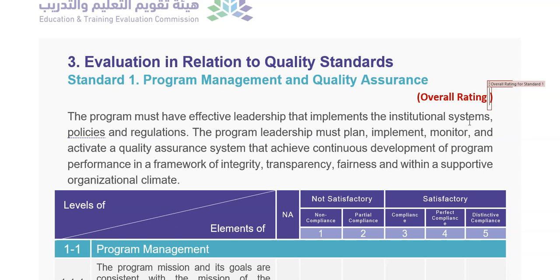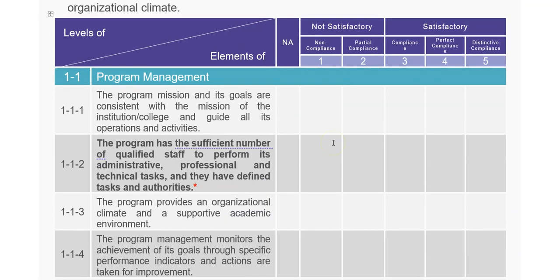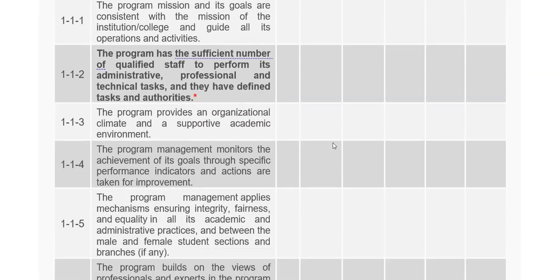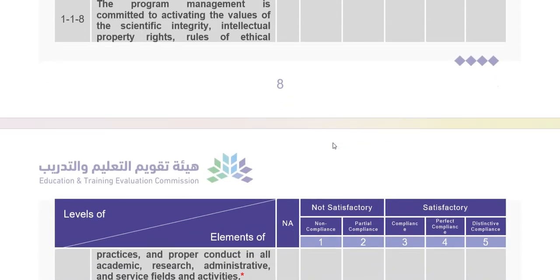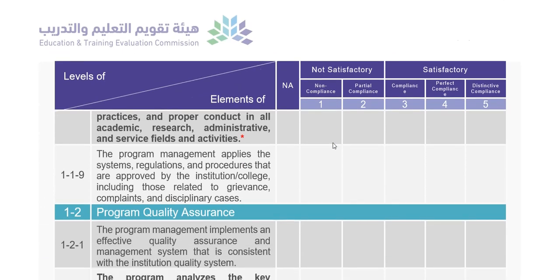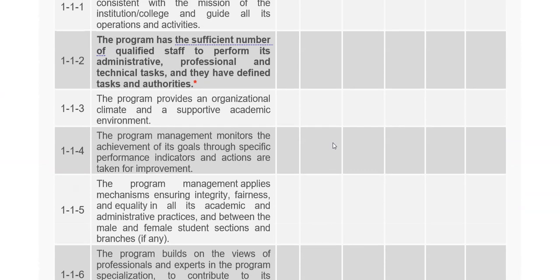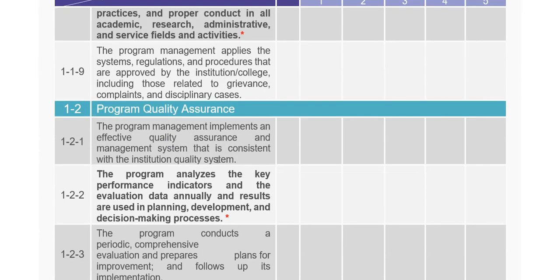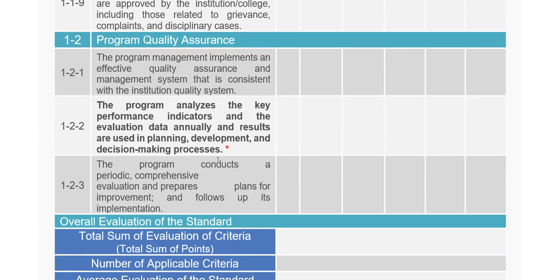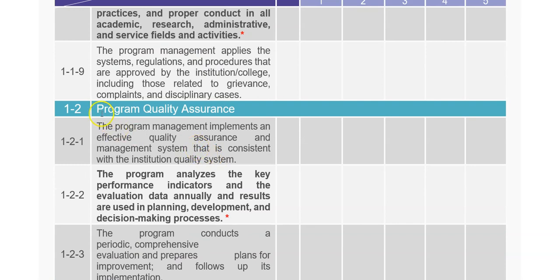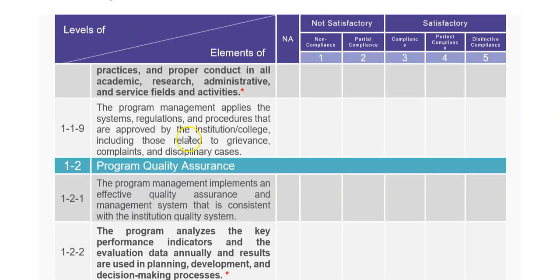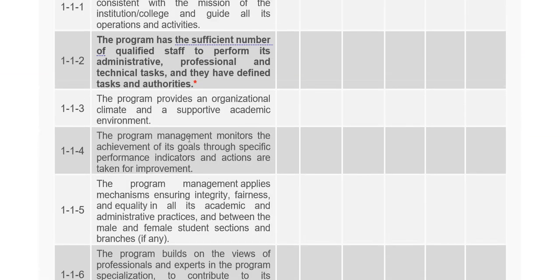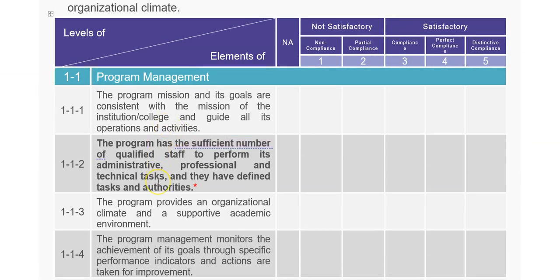It's a number from 1 to 5, and this number should be calculated based on the evaluation of the criteria of this standard. As you see, we have 9 criteria for the substandard program management, and also we have 3 criteria for the substandard program quality assurance. Some of these criteria are essential.